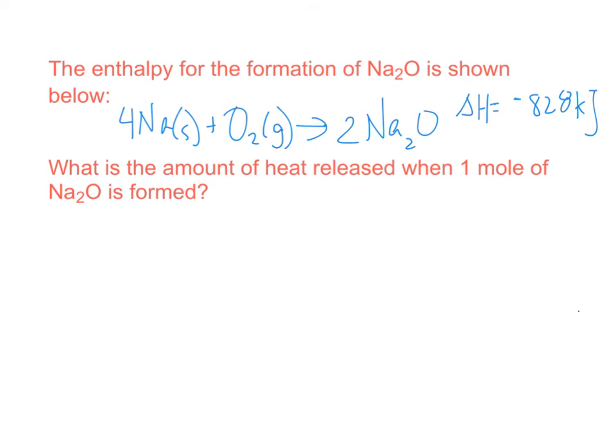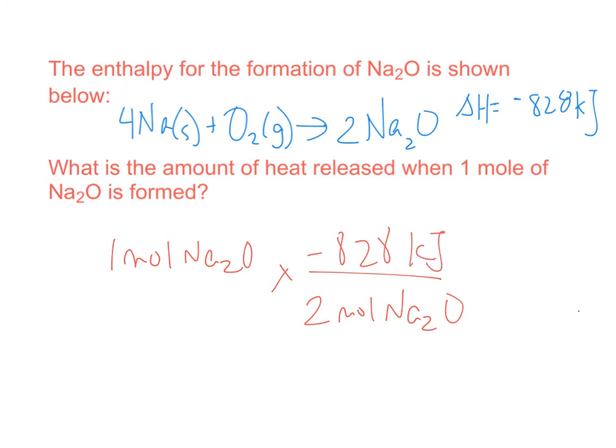Okay, the enthalpy for the formation of sodium oxide is shown below, and it's negative 828 kilojoules. What is the amount of heat released when 1 mole of Na2O is formed? Only 1. So this was for the formation of 2 moles of sodium oxide. And so if 1 mole is formed, all we have to use is stoichiometry again. If we know that for every 2 moles that are formed in this reaction, minus 828 kilojoules are released, then minus 414 kilojoules are created for 1 mole.